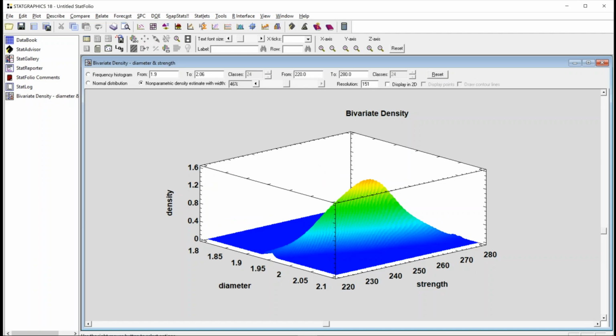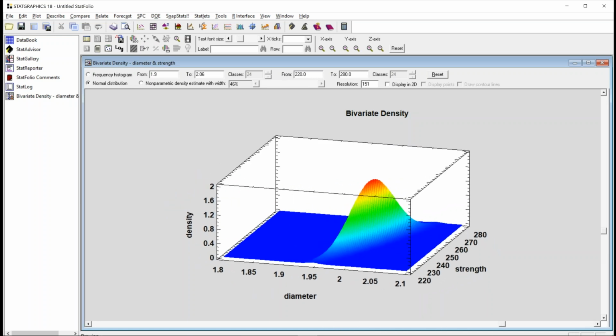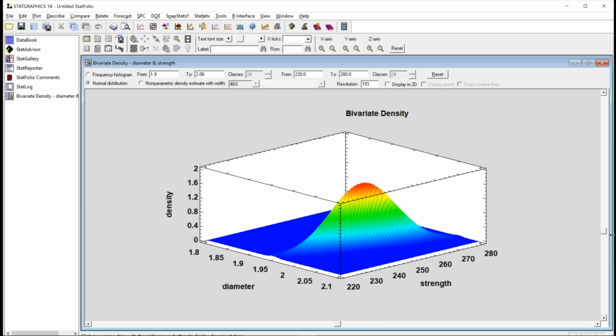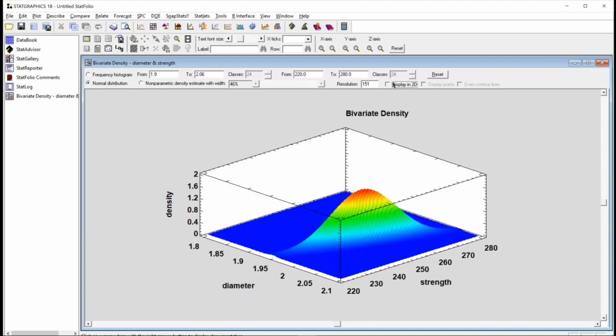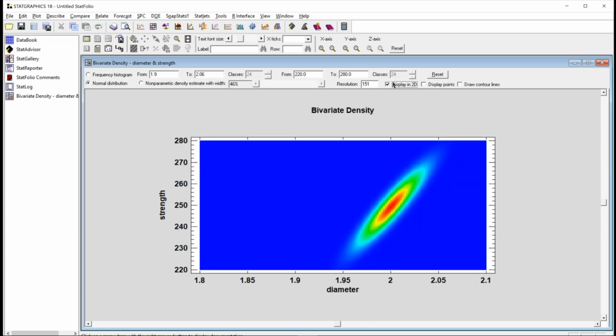Now, if I go back to Statgraphics, I can click the radio button here that says normal distribution, and you will see a normal distribution, a bivariate normal distribution, fit to this particular data. It's very similar, of course, to what we saw in the case of the nonparametric estimate, but in the case of the multivariate normal distribution, the contours are ellipses in the space of diameter and strength.